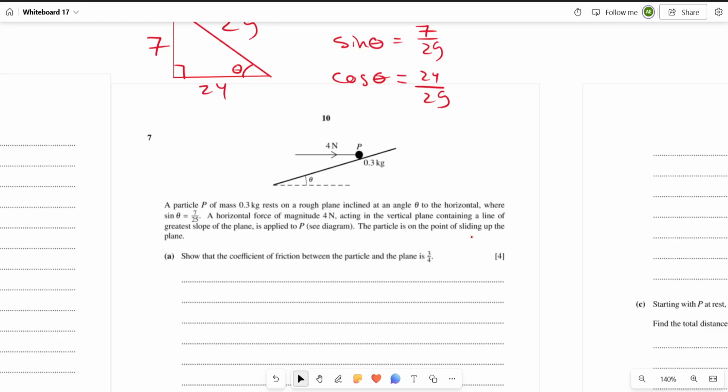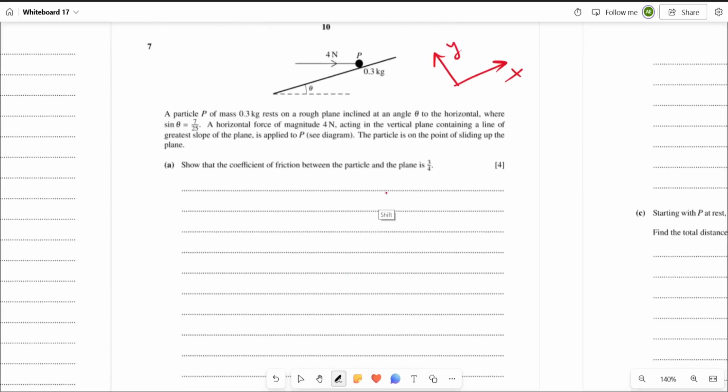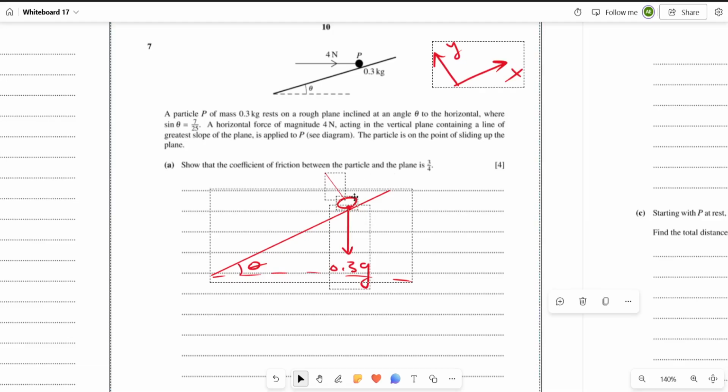Again, our steps. First step is the axes. We already know that this is the x-axis and this is the y-axis. Second step is the free body diagram. So super quickly, we're going to have this as theta. This is the particle P. Let's start by drawing the weight. Weight is going to be down, so 0.3 g. I'm going to have the r. Notice I always start with the weight. Actually, let's move this a little bit down.